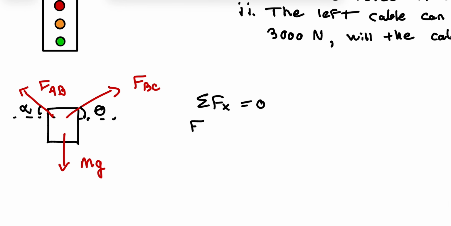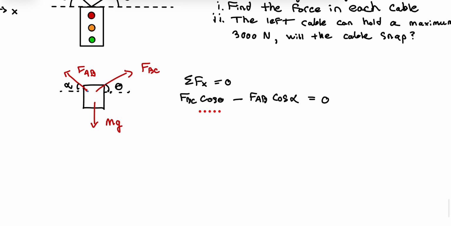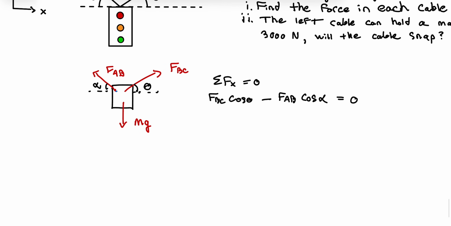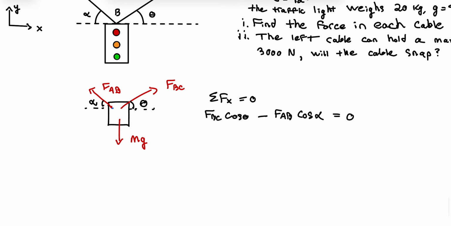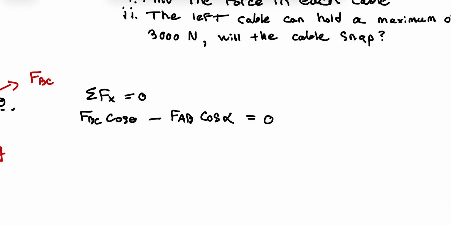So we're going to get FBC times cosine of theta, right? Because that's our horizontal projection of FBC. And then we are going to do minus FAB cosine alpha, because that is going to be the horizontal projection of this force. And this has to sum to zero, right? Because the traffic light is hanging perfectly still. It's not accelerating to the left or right, so the horizontal forces have to equal zero. So this is going to be equation one.